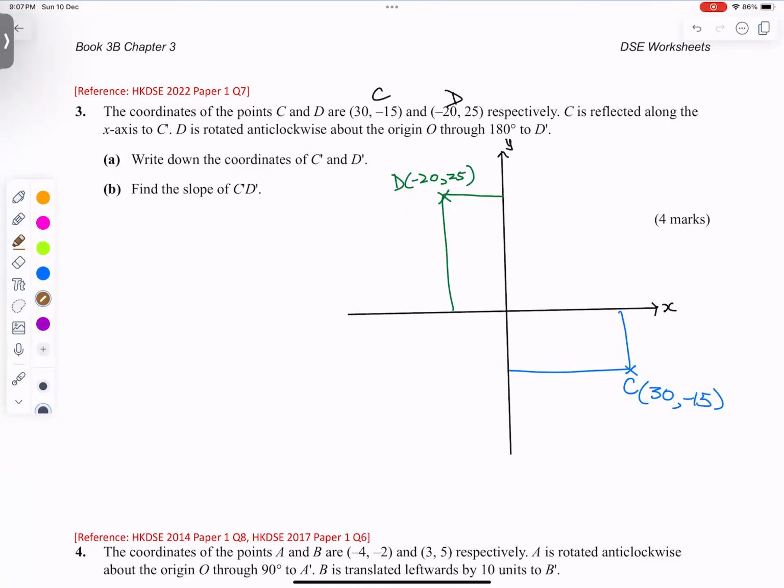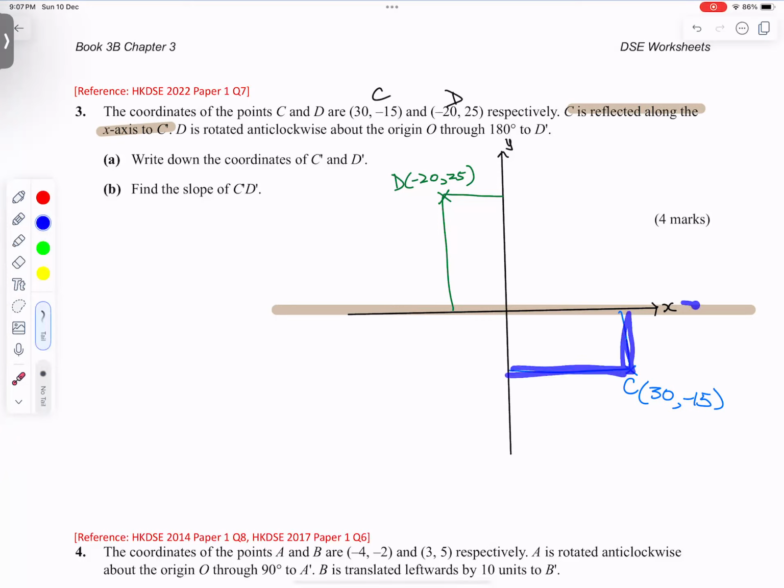Reflection along the x-axis this time. So this is your mirror now. So usually I draw a rectangle because if it's a mirror, it's easier to see. That would suddenly just become like this, just the opposite of it. That's your new C. What are the coordinates?